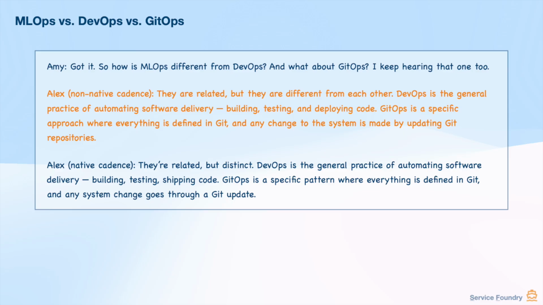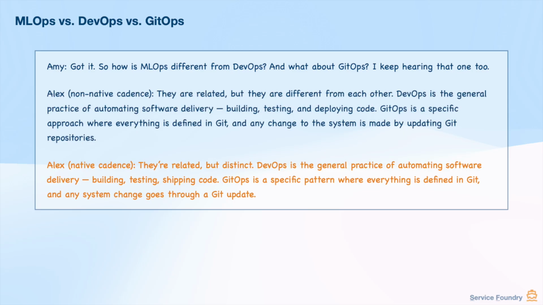DevOps is the general practice of automating software delivery, building, testing, and deploying code. GitOps is a specific approach where everything is defined in Git, and any change to the system is made by updating Git repositories. They're related but distinct.